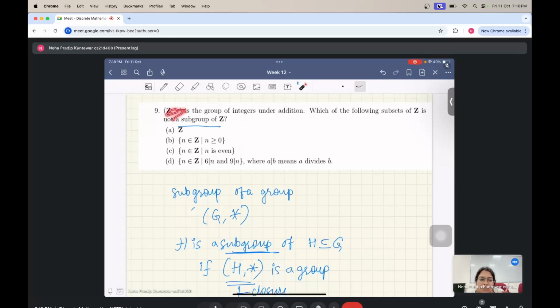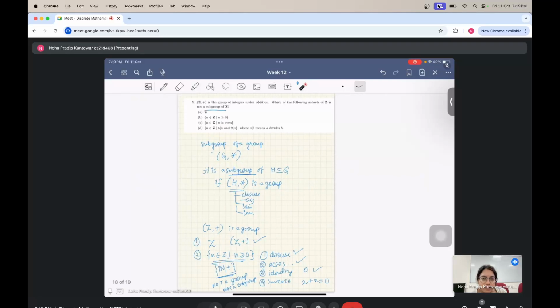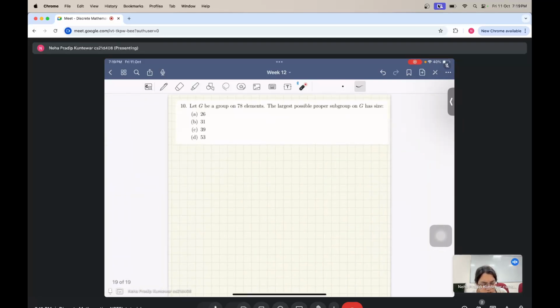You don't want to change the operation. I don't want to say Z multiplication over this is a group. You have to necessarily take this same operator and check if it's a group by checking all the properties. If it does satisfy, then it's a subgroup. If it does not, it's not. So take C and D as homework and try to attempt. Those are both interesting questions.